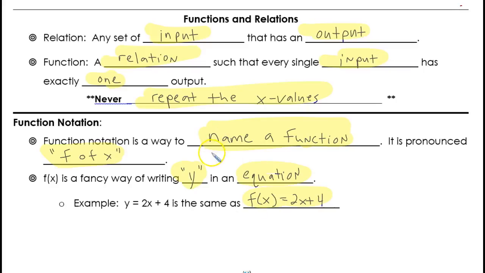So remember that function notation is just a way to name a function. You see this f of x right here. It is pronounced f of x. There is no operation there, no multiplication, no nothing. It's just a fancy way of saying y in an equation where we are naming the function the f function and saying that the variable inside of our function is x. So for example, instead of y equals 2x plus 4, we could write f of x equals 2x plus 4, and it would mean exactly the same thing, where we're naming this function the f function and then saying that the variable inside the function is the variable x. That's the thing that we've plugged into the function.